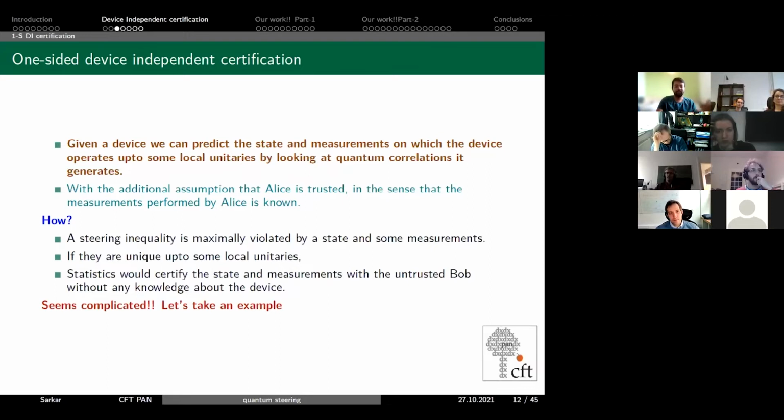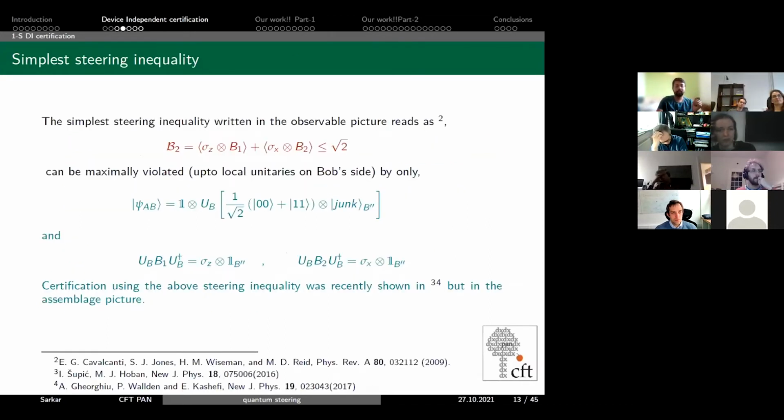So now let's take a very simple example to see a one-sided device independent certification scheme. Going back to the simplest steering inequality, what was proven in these two papers from 2016 is that up to a local unitary, the state shared by Alice and Bob is the maximally entangled state with some junk state, and the measurements up to some local unitaries are your Pauli Z and Pauli X matrices, given this steering inequality is maximally violated, which is when the value is equal to 2. However, this was proven in the assemblage picture, and it was a bit complicated because you had to construct isometries and quantum circuits to prove this self-testing statement. What I will show is a very simple proof to get to these realizations.